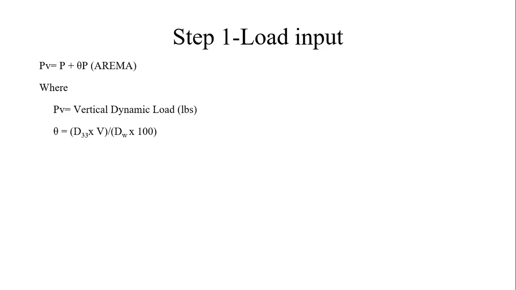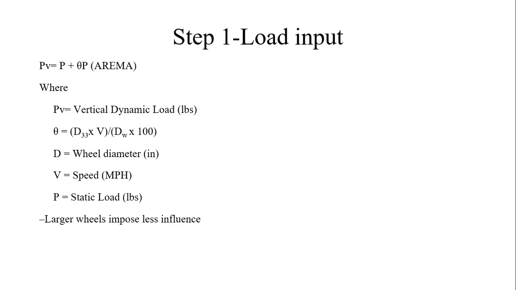Theta is the diameter of the standard wheel, which in a rail train is considered as 33 inch. So the diameter of 33 inch, into the velocity or speed, then the diameter of a given wheel that you are using, the traffic you are considering in your design, multiplied by 100. The wheel diameter, speed in miles per hour, and P is the static load. See that a larger wheel imposes lesser load.